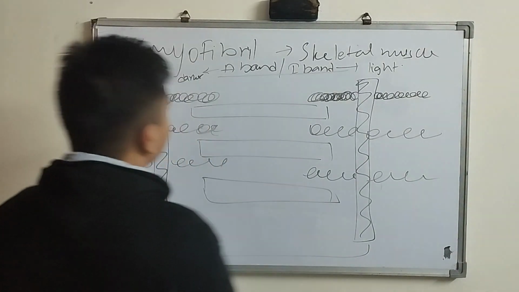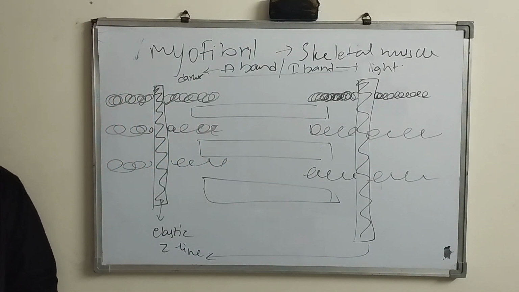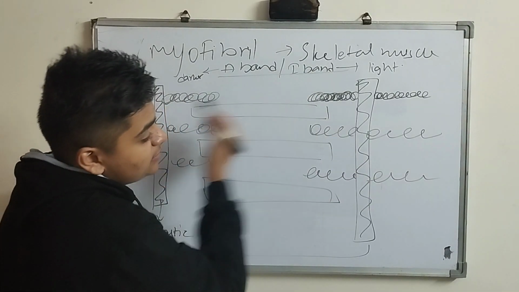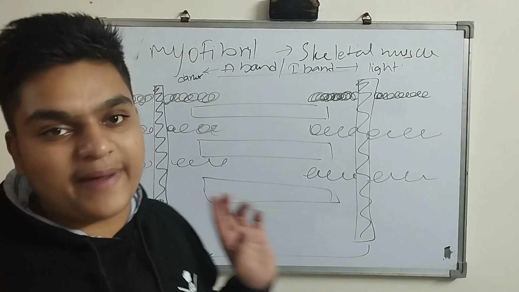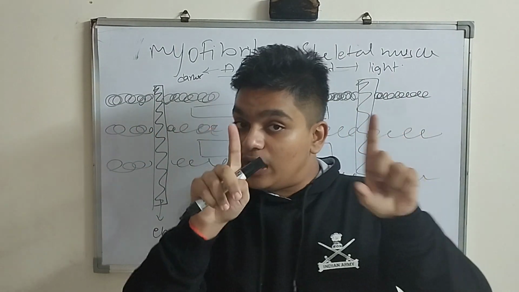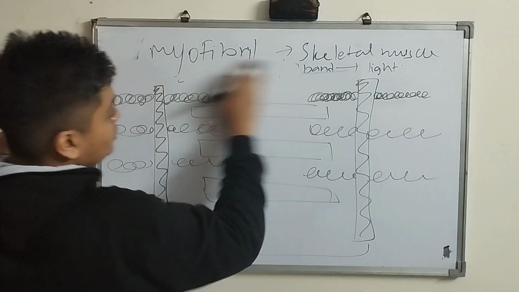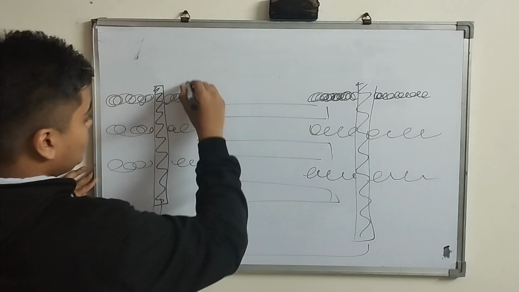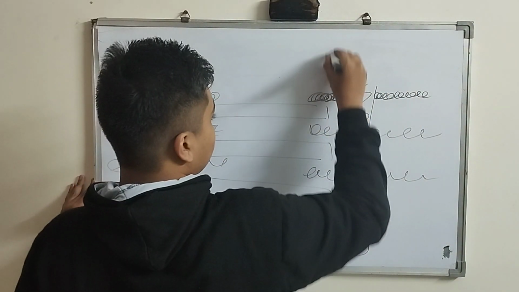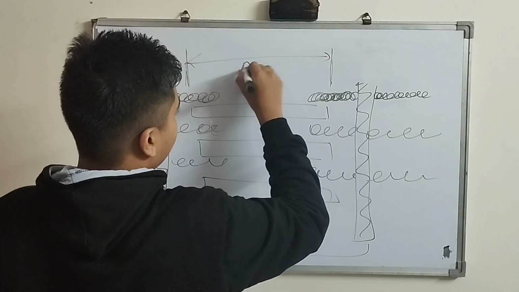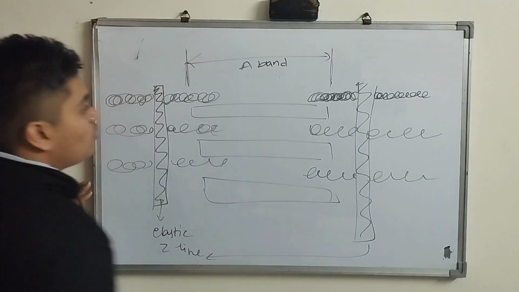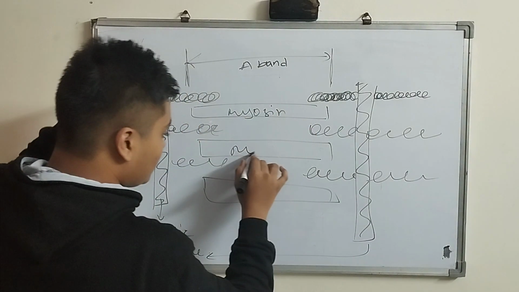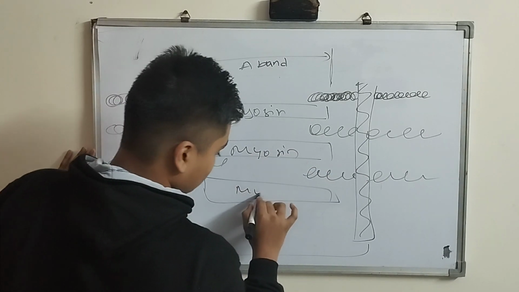Isotropic is light and anisotropic is the darker band. Now what is the A band? The full length of the myosin contains your A band. Okay, from here, let me erase these. From here you start till here. This full length is your A band, the full length of the myosin. Okay, clear?